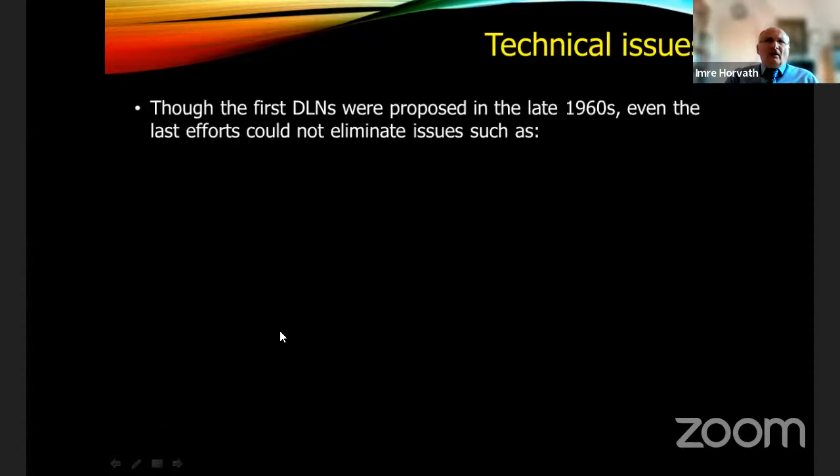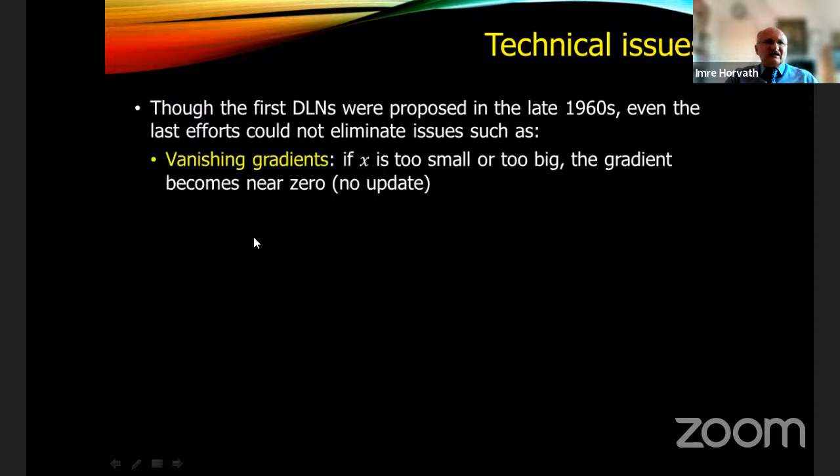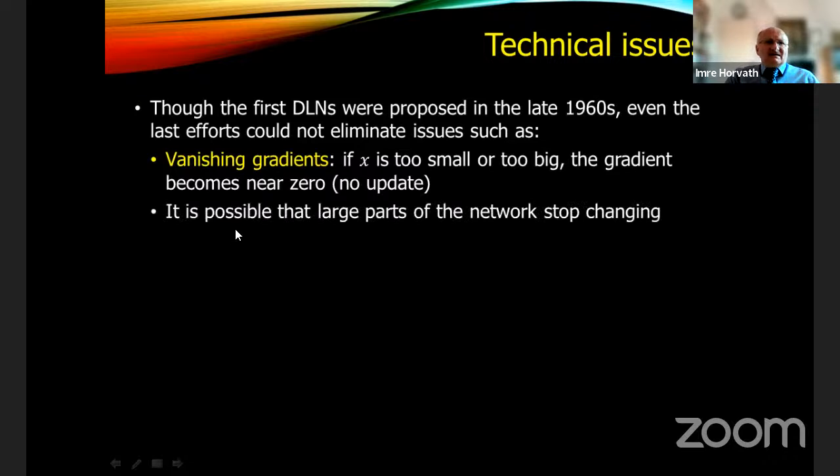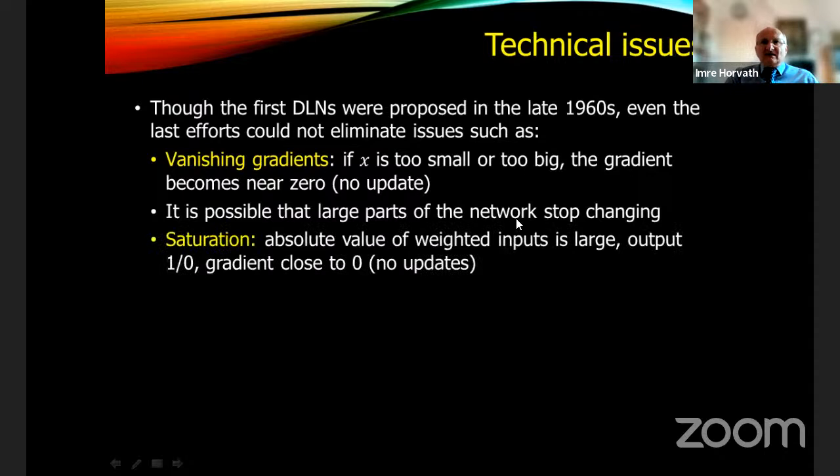The third block of the technical issues is that though the deep learning networks were proposed in the late 60s, even the latest efforts couldn't eliminate certain issues, such as, for instance, the vanishing gradients issue. If the transfer value is too small or too big, the gradient becomes near zero and not updatable. It is possible that a large part of the network stops changing, and there is a kind of freeze situation with the network, which limits further learning.